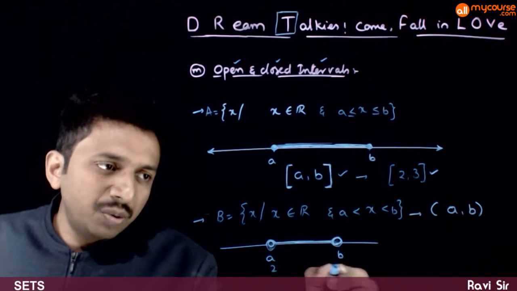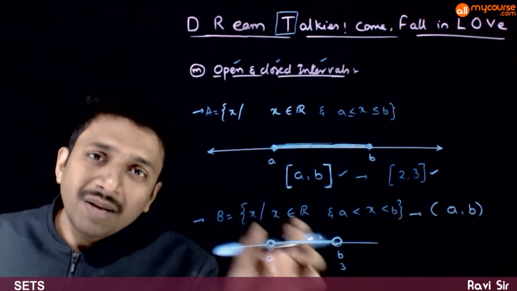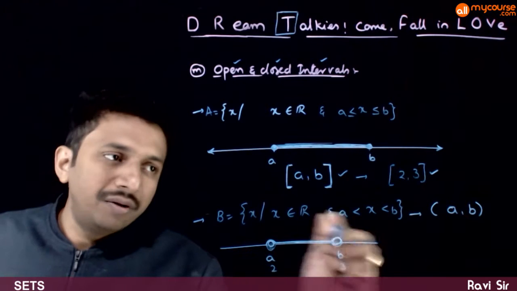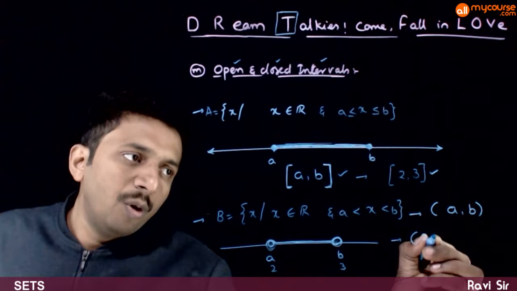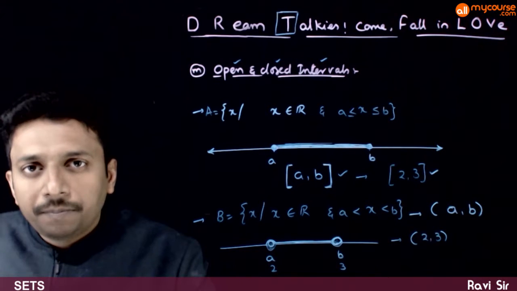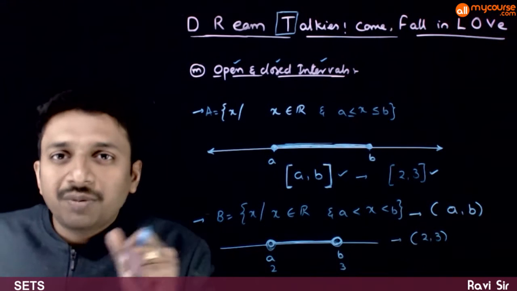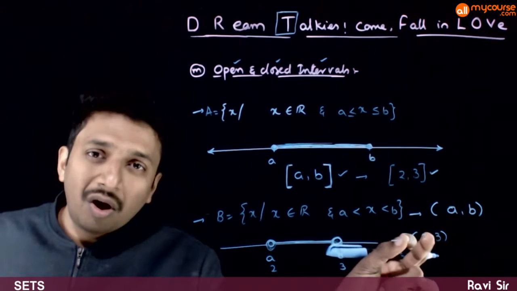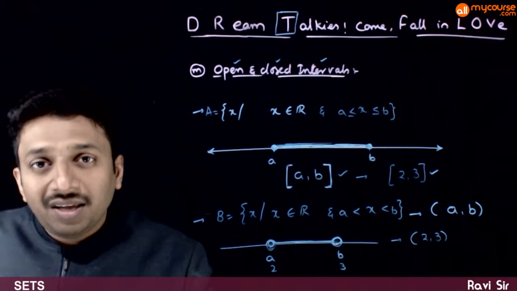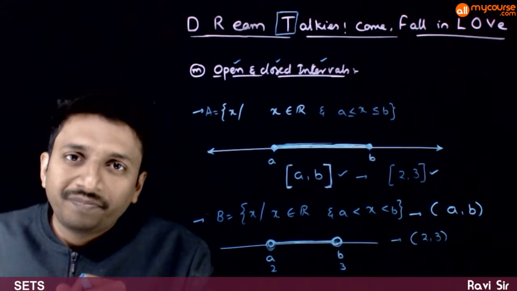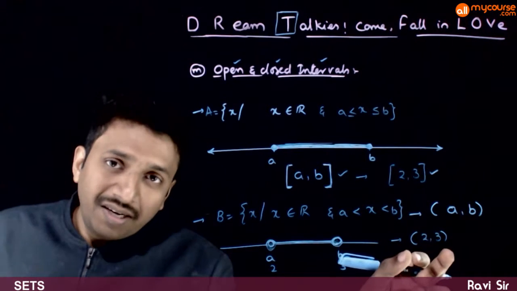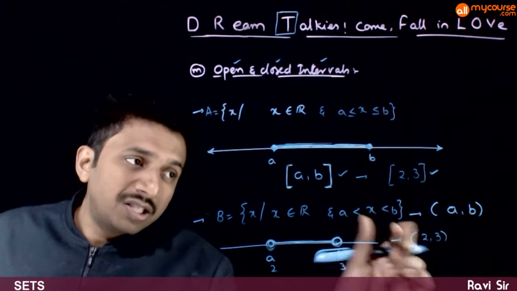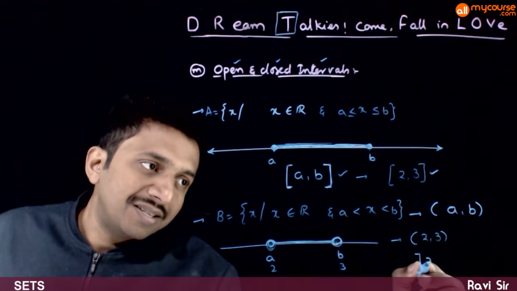For example, if this is 2 and if this is 3, you're talking about all the numbers in between 2 and 3, but not including 2 and 3. So you denote it by open 2 comma 3. So in coordinate geometry, this represents a point. But in set theory, in the theory of intervals, this denotes all real numbers between 2 and 3, but not including 2 and 3.